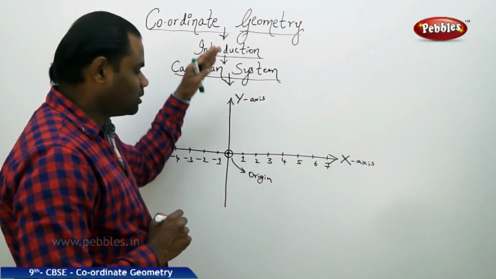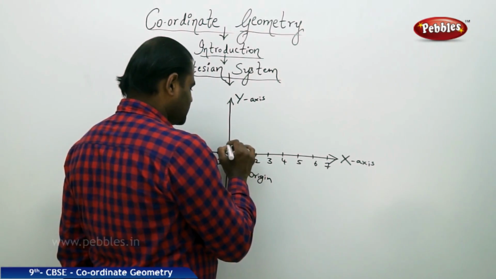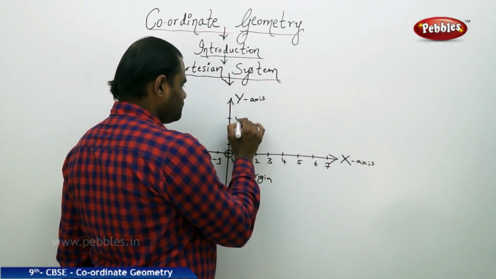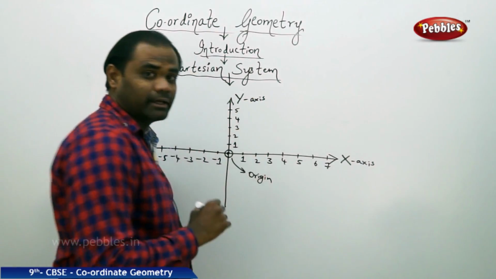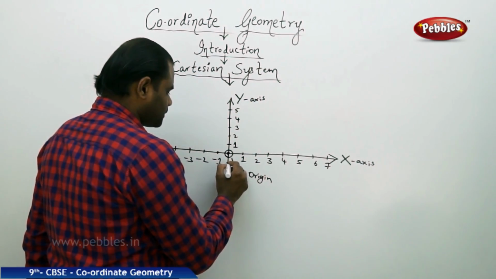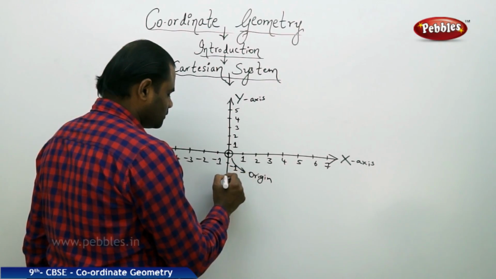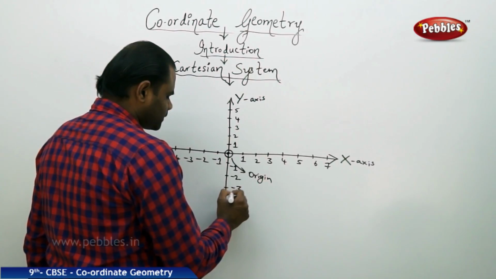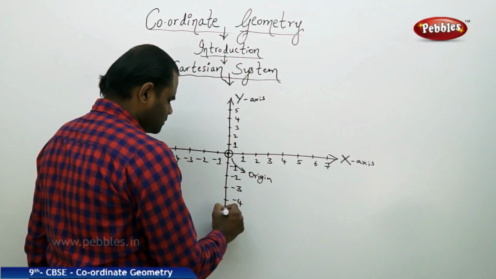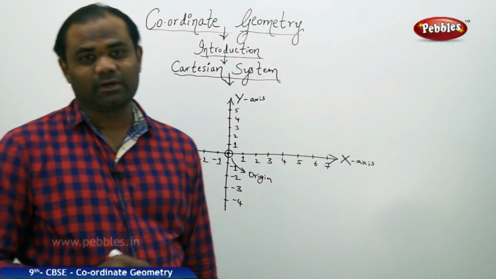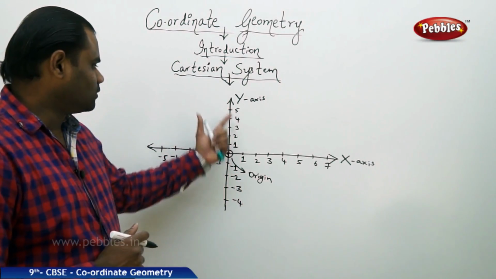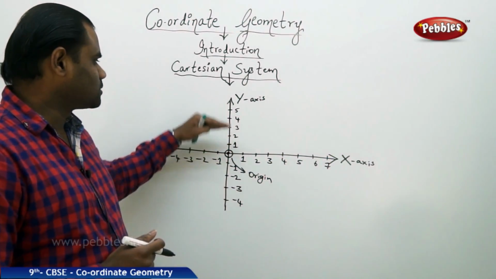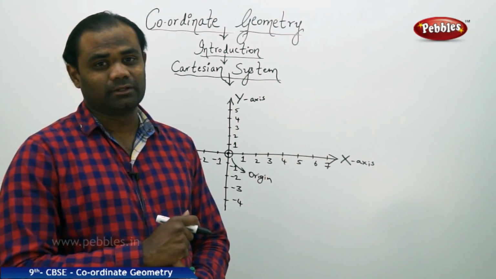Similarly, all the values on the positive side of the y-axis are defined as 1, 2, 3, 4, 5, etc. And below the origin it is -1, -2, -3, -4, -5, etc. Therefore, I have all the values: positive x values, negative x values, positive y values and negative y values.